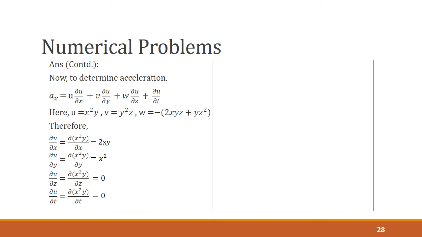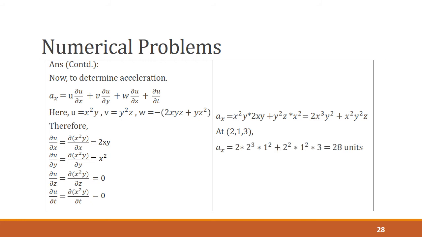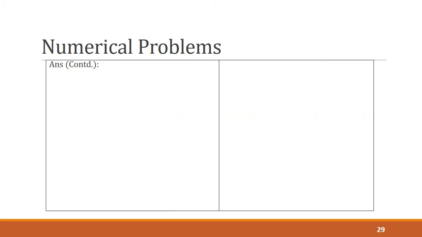So substituting the values in the expression for ax, and substituting the coordinates (2, 1, 3), we will obtain ax as equal to 28 units. So next is ay. And ay is given by u ∂v/∂x plus v ∂v/∂y plus w ∂v/∂z plus ∂v/∂t.